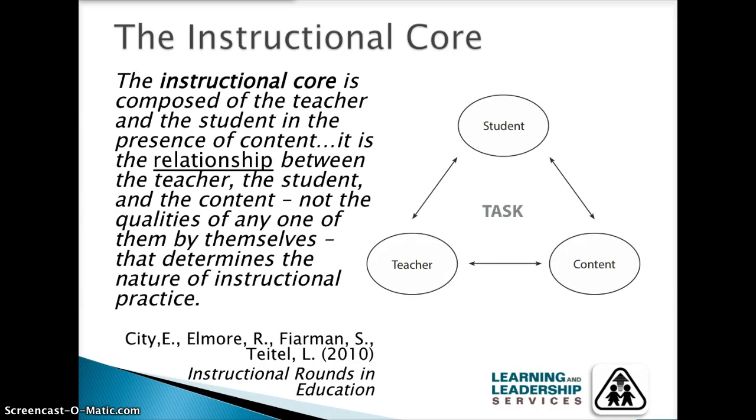The Instructional Core is composed of the teacher and the student in the presence of content. It is the relationship between the teacher, the student, and the content, not the qualities of any one of them by themselves, that determines the nature of instructional practice. At the center is the instructional task, which is what students are actually doing while engaged with the content.